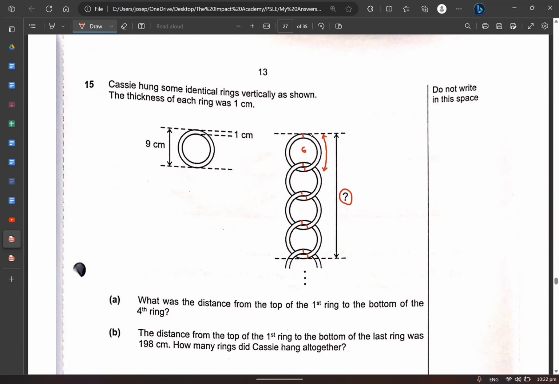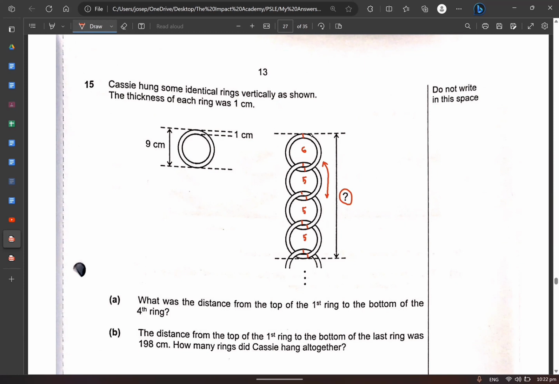Whereas this is a little different. Because if you look carefully, you realize that it is actually from here all the way down to here. This point to this point is 9. So 9 minus 1 minus 1 minus 1 minus 1, which means 9 minus 4, so this is 5. So everything else will be 5 except for the first ring.